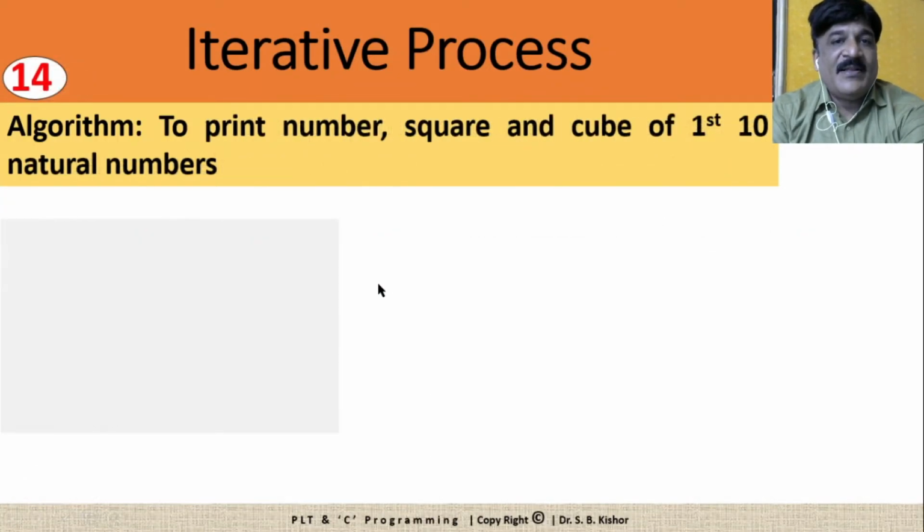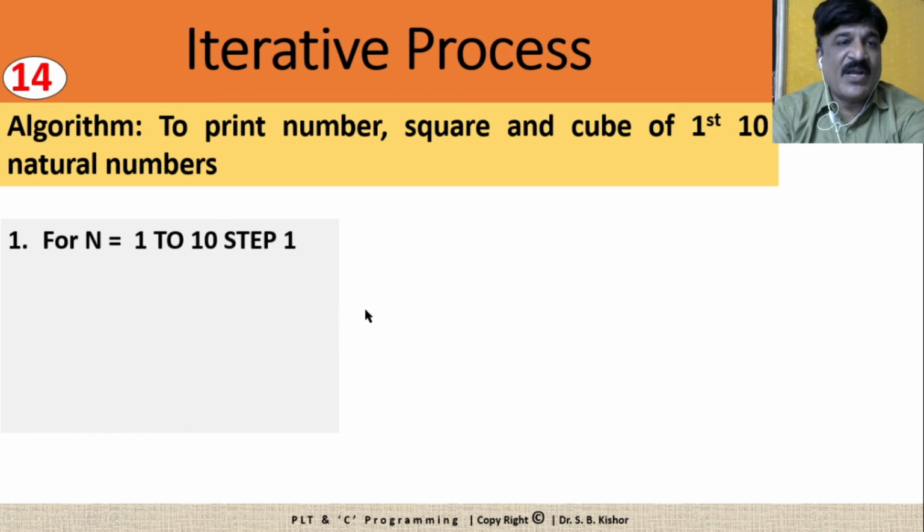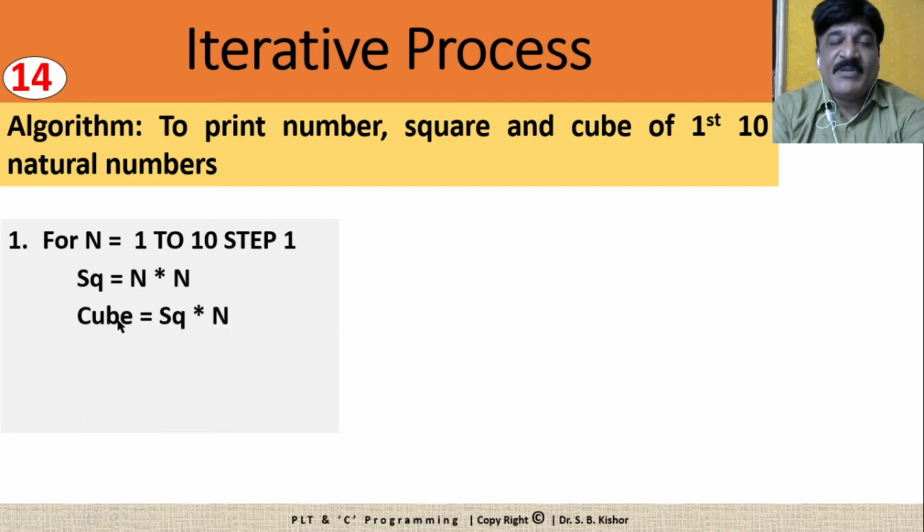Now, to print the number, square and cube of the first 10 natural numbers. So what is the unknown here? There is no unknown number. Everything has been given. We want to print for 10 natural numbers. So for I equal to 1 to 10, square is equal to n into n, and cube will be square multiplied by n. And finally display all the 3 values, that is number, square and cube.